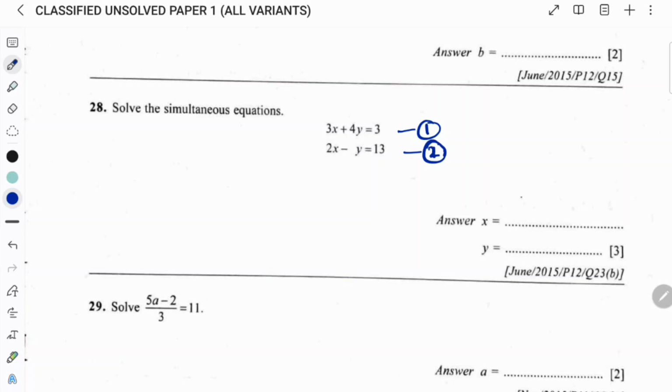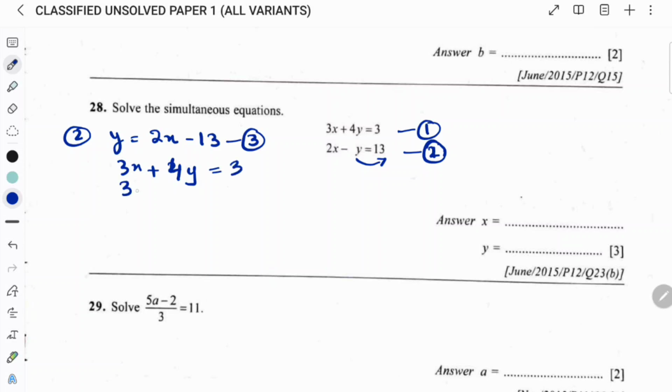So we can see y has the coefficient minus 1. But we'll make the coefficient of the subject positive y. Okay, from the second, it was minus y is equal to 13 minus 2x. So y is equal to 2x minus 13. So just be careful, it's the third equation. All right, so put the third into the first equation, which is 3x plus 4y equals 3, and in place of y I'm writing down 2x minus 13.